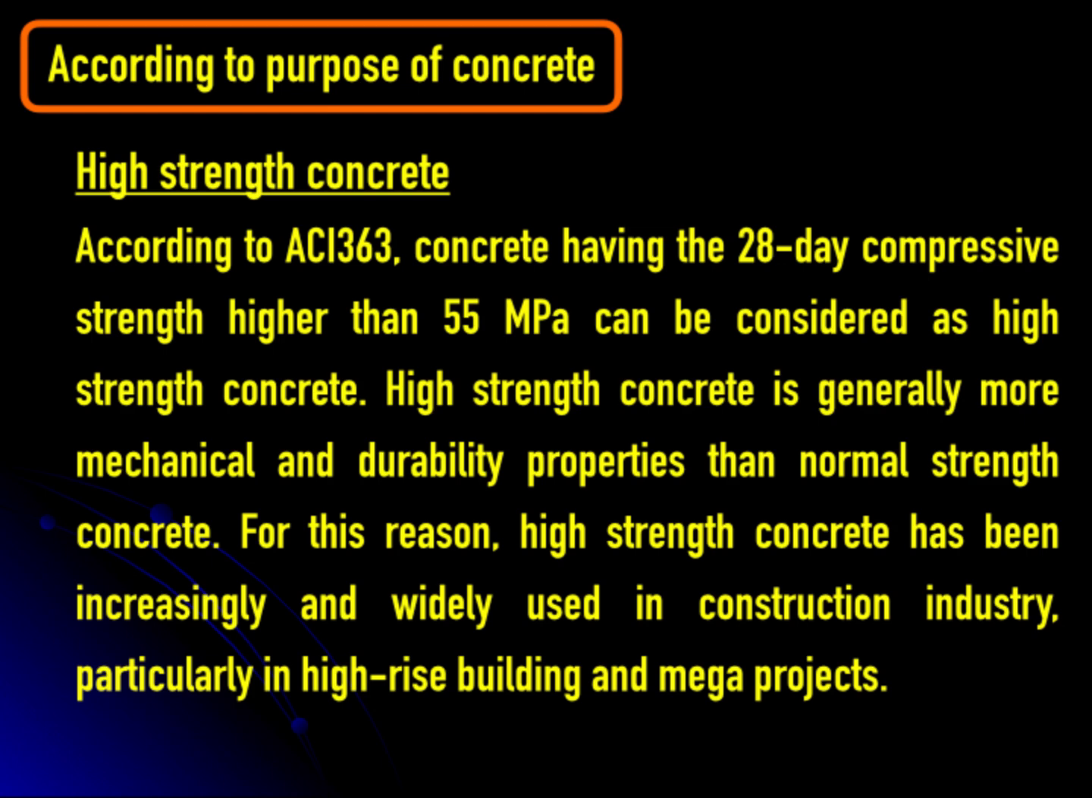This concrete is produced by carefully selecting materials, optimizing mix designs, and controlling the water to cement ratio as low as possible, often incorporating chemical admixtures such as superplasticizer in order to improve workability of concrete. Additionally, supplementary cementitious materials like silica fume and fly ash may be used to enhance compressive strength both at early age and long term.